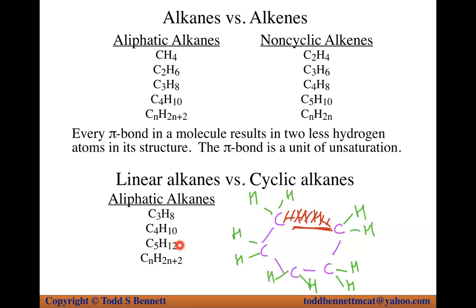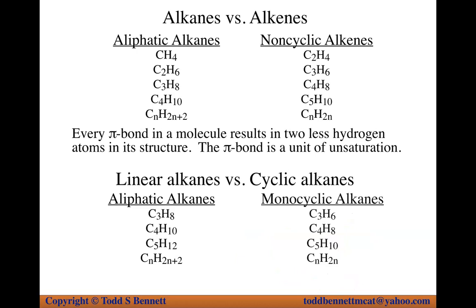So if I want to make a ring, I have to get rid of 2 H's again, just like I did to make a pi bond. I'm going to erase this because it's right in the way. Notice that monocyclic, 1 ring, means 1 less pair of H's. So just like you lose 2 H's for a pi bond, you also lose 2 H's for a ring. Same story, except the unit of unsaturation is the ring. For every ring in a molecule, there are 2 fewer H atoms in the structure.